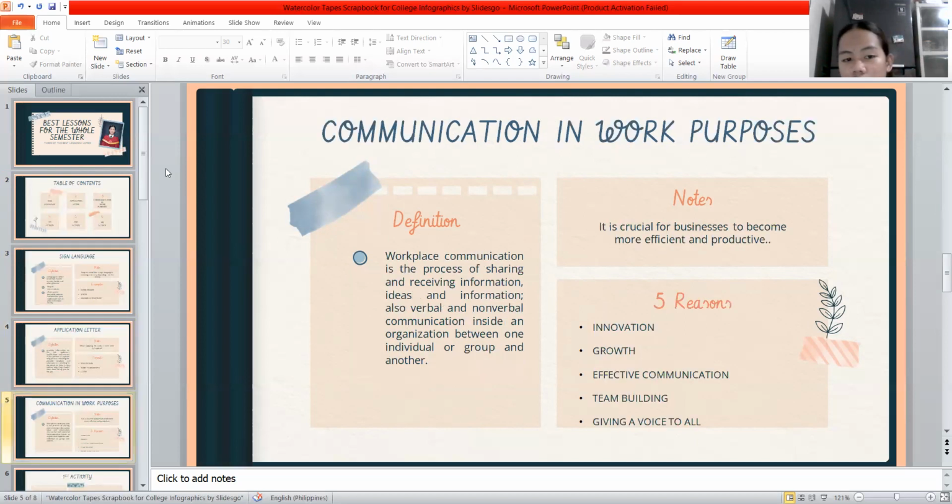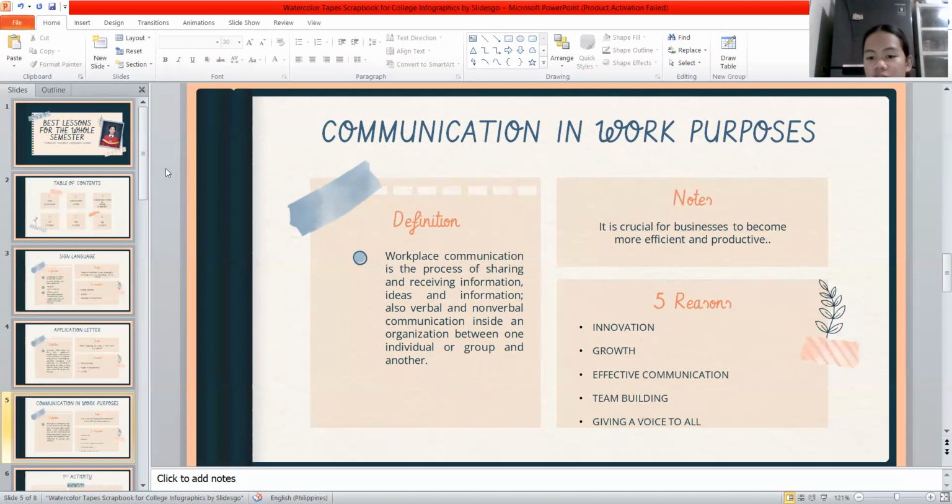The last lesson that I love about the subject is communication for work purposes. By definition, workplace communication is the process of sharing ideas and receiving information, both verbal and nonverbal, inside an organization between one individual or group and another. It is crucial for businesses to become more efficient and productive, because it shows how communication works well in a company or in an organization.